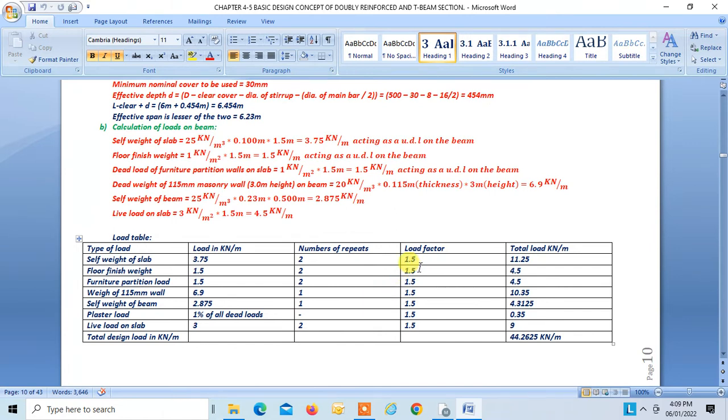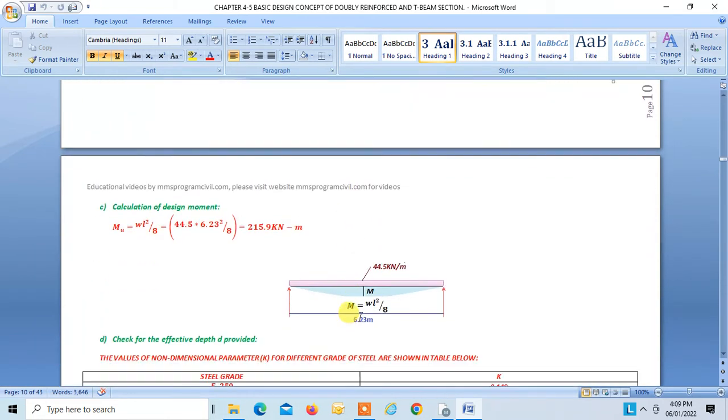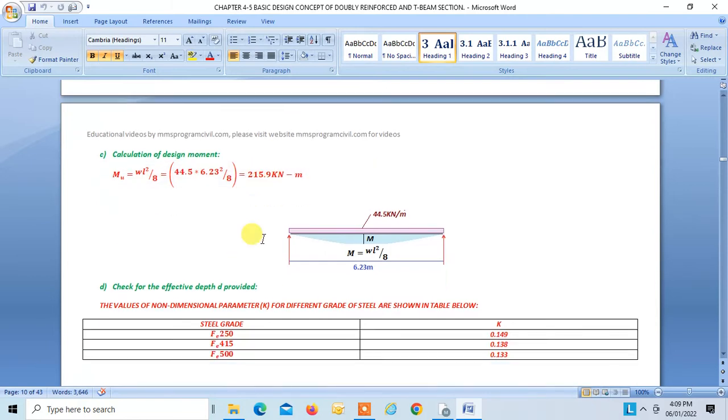So 1.5 is the load factor, which is multiplied by live load and dead load. So total load I get as 44.2625, right? So now I find the maximum moment at the center. This is a simply supported beam. Span is 6.23. So WL square by 8 is equal to 215.9 kilonewton meter. This is our design moment, okay? This is our design moment, right?